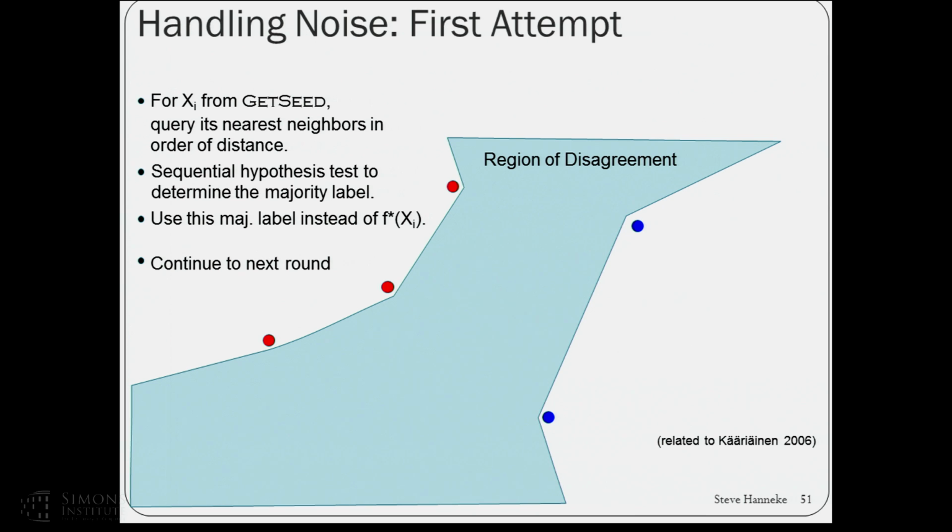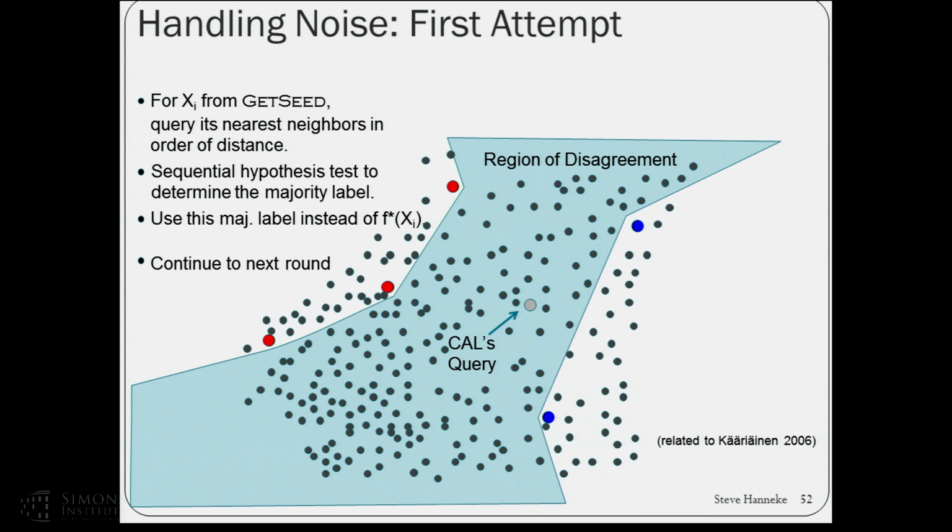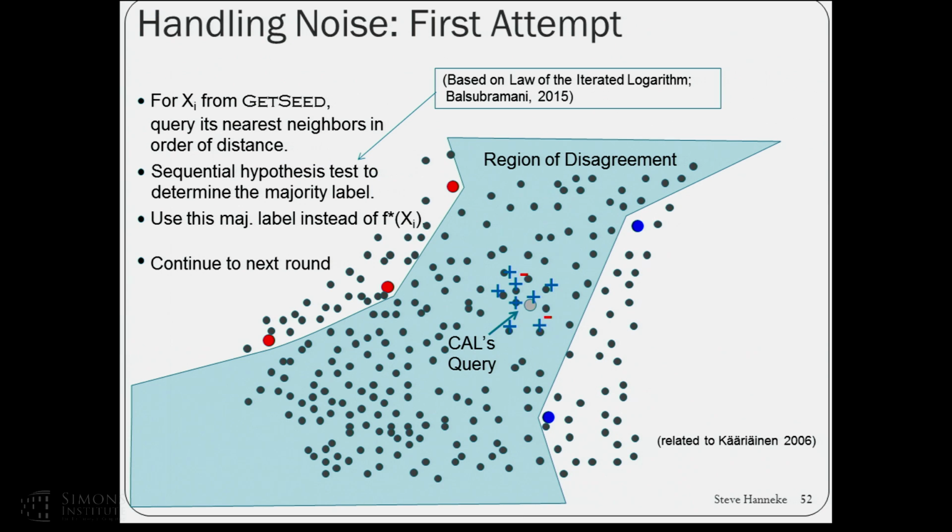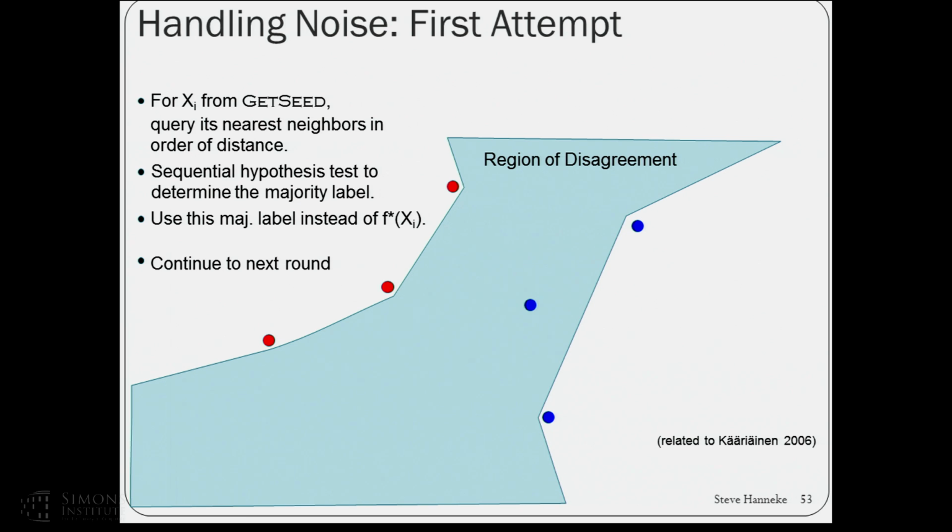Here's the first attempt. Let's say here's our unlabeled data, and CAL happens to query this point. What we might do is take a bunch of samples nearby, let's say its nearest neighbors, and run a sequential hypothesis test. Basically, we're trying to figure out, based on the labels that we're seeing, whether this region is dominantly labeled plus or minus. There are some really great hypothesis tests based on the law of the iterated logarithm. There's a finite sample version that works really well for this. Then you can decide eventually whether this is a dominantly plus region or minus. It looks plus in this case. Then you would go ahead and label that seed point according to that inferred label, update, and continue.